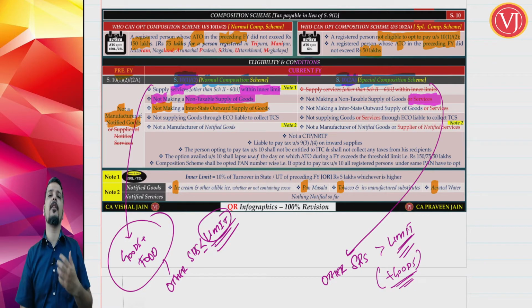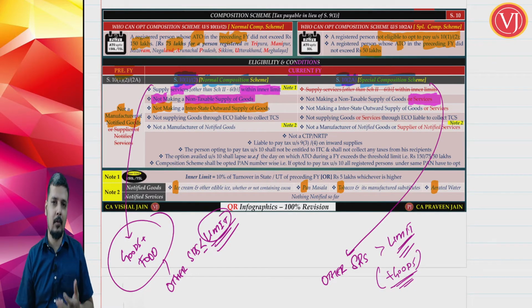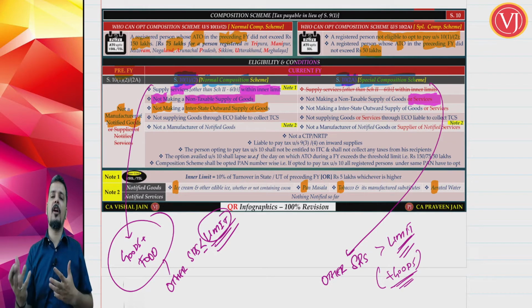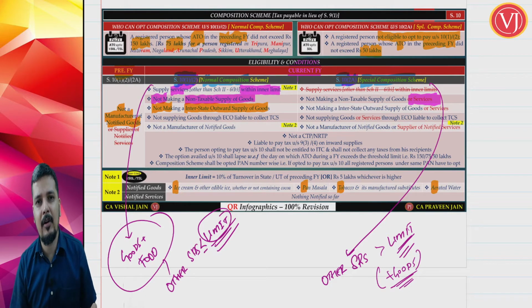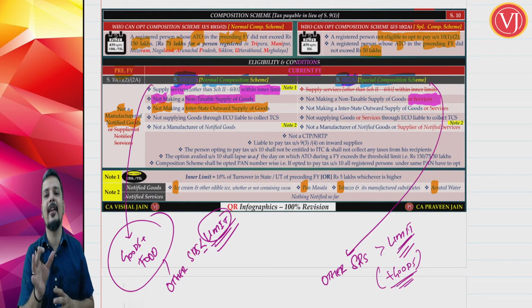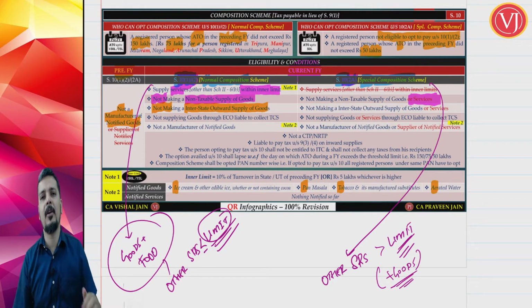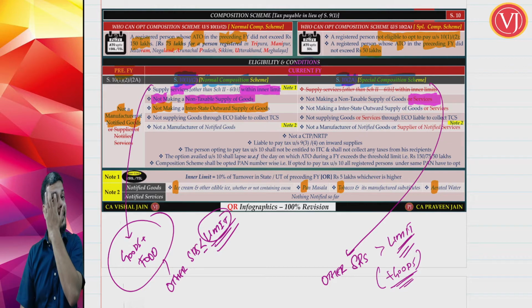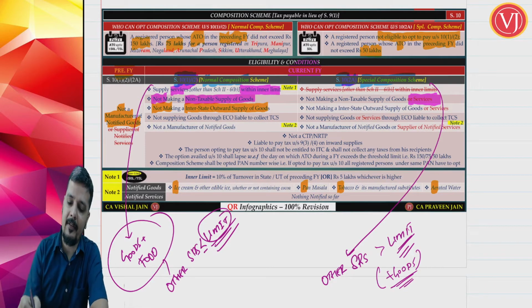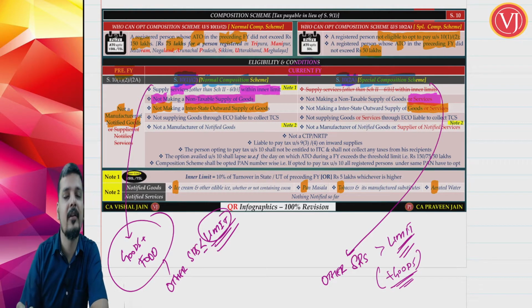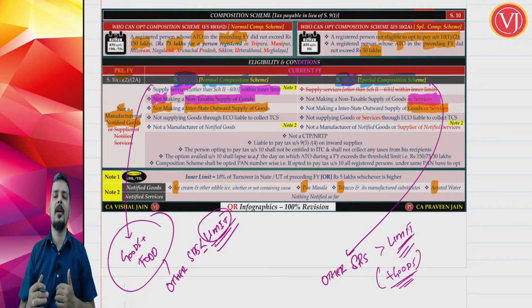I will tell you the reason. Initially, when the composition scheme started, it was only for goods, and restaurant and outdoor catering will always be within intrastate only. Moreover, for the November 2021 exams, they have added services even for the normal composition scheme. So it is only a mistake or negligence on their part, which is there for your May 2021 exams. So for the normal composition scheme, you should not be making interstate outward supply of goods. For the special composition scheme, you should not be making interstate outward supply of goods or services. So there should be no interstate outward supply.